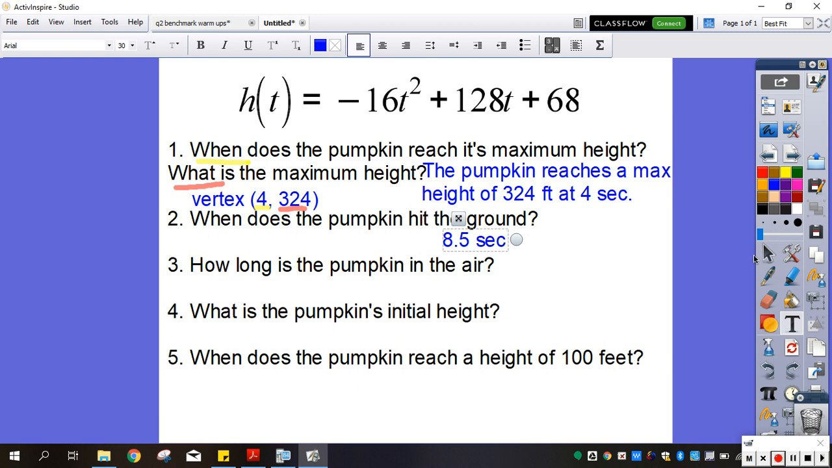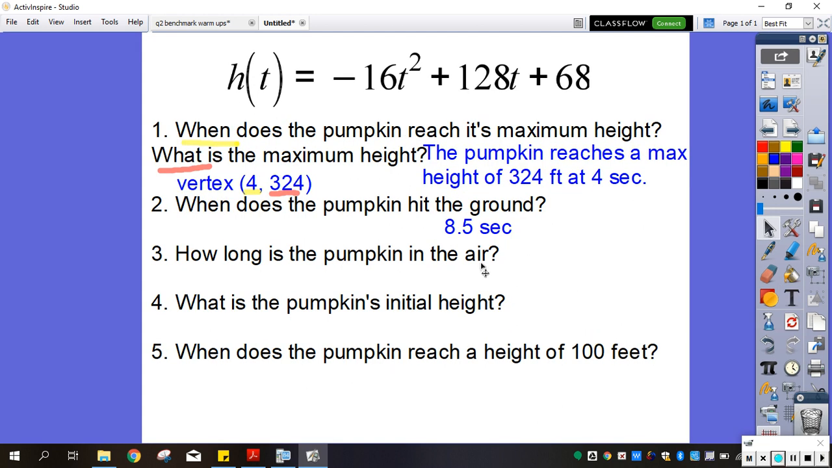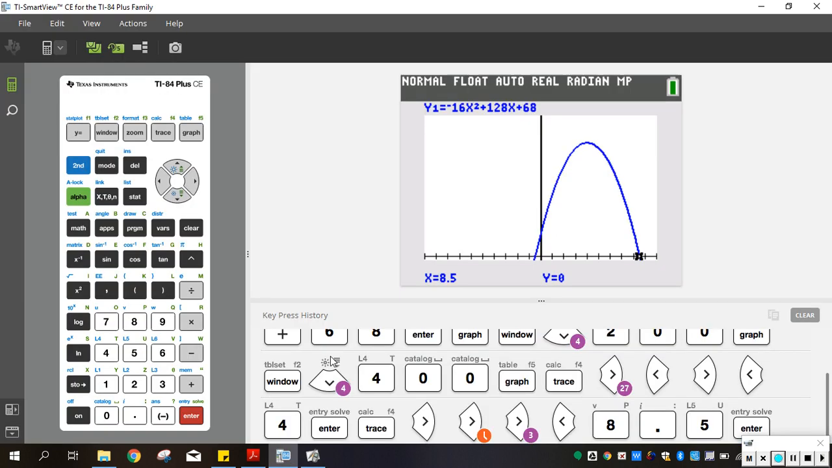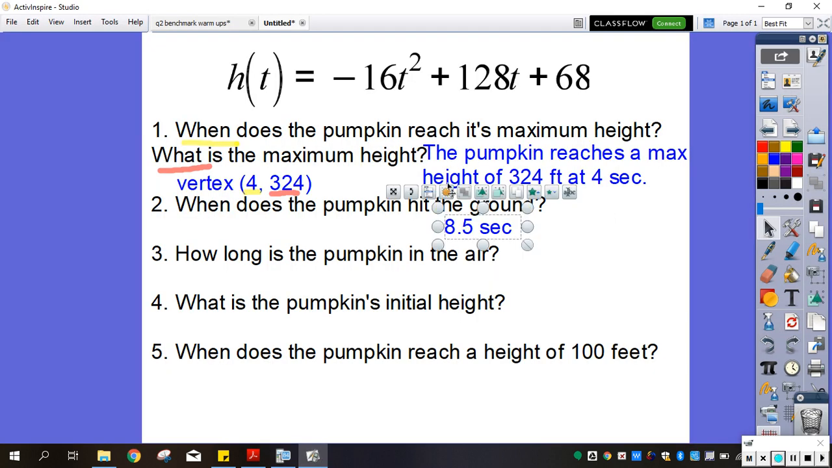Now, if you think about the next question, how long is the pumpkin in the air? It's the exact same number, because the time it hits the ground is the time when it stops being in the air. So that would be 8.5 seconds. Exact same question. So copy, paste.